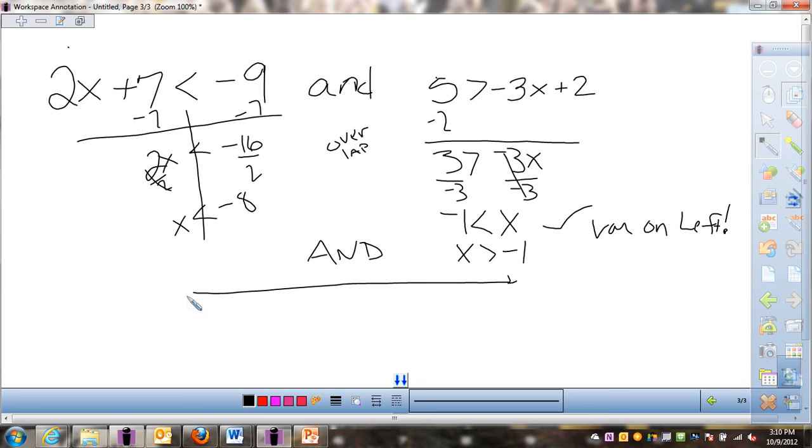Ready? Put your number line down here. We got negative 8, we got negative 1, there's our 0 just for reference, and we shade less than negative 8, but greater than negative 1. So where do these two lines overlap? Since they're pointing away from each other, they don't overlap. So if it's an and problem and they don't overlap, it's no solutions. So the answer to this one is no solutions.